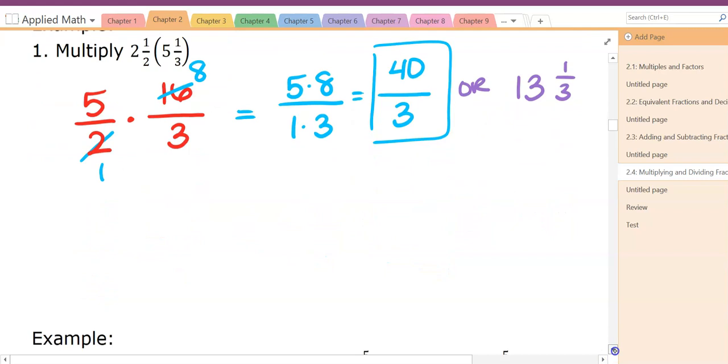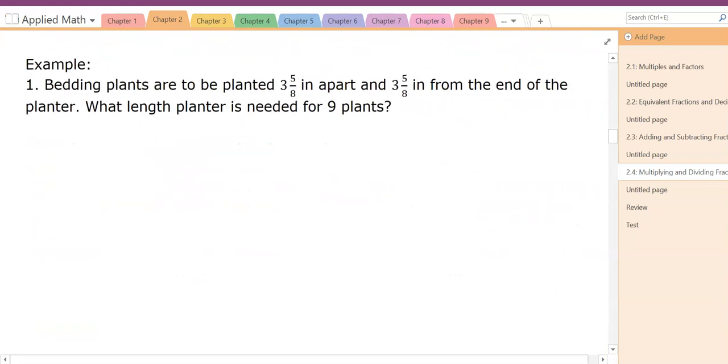All right, let's take a look at a story problem. Bedding plants are to be planted 3 5/8 inches apart and 3 5/8 inches from the end of the planter. What length of planter is going to be needed for 9 plants? If we think about this situation being set up, you've got 9 plants. They each need to have 3 5/8 apart from each other. But then we also need there to be 3 5/8 inches from the end of the planter.